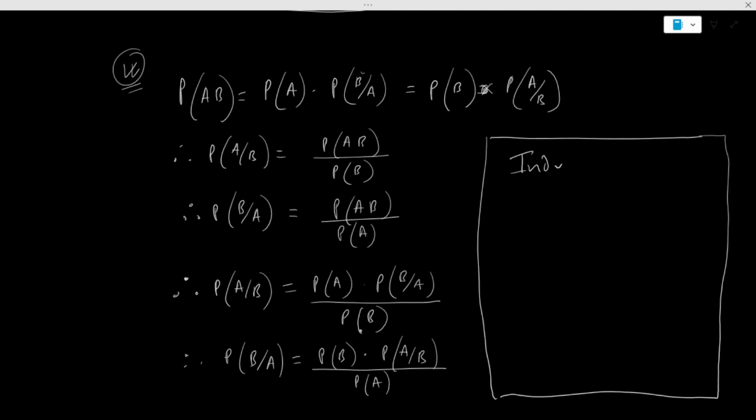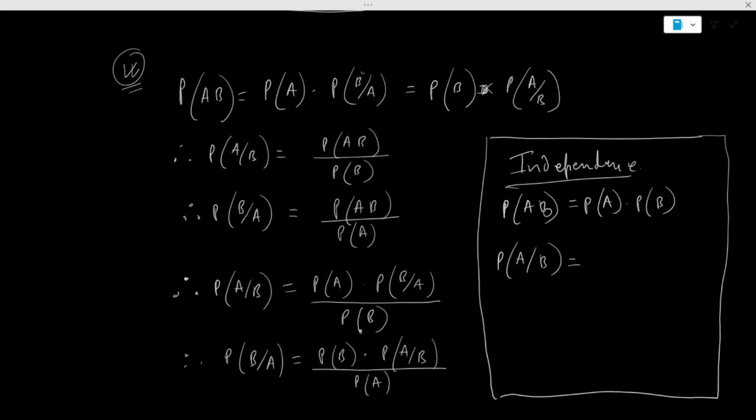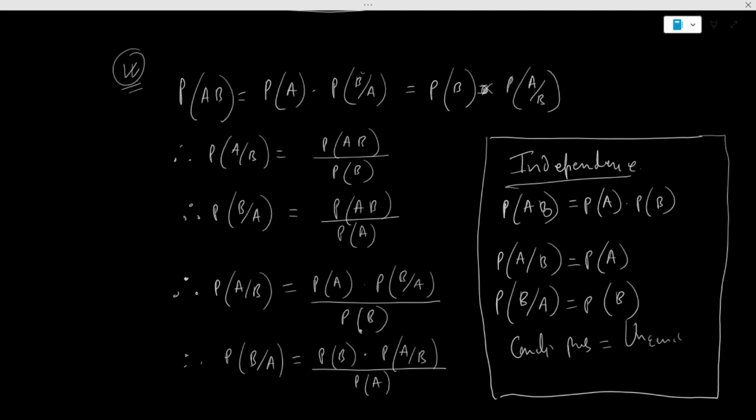For independence, this is the necessary condition. When we are able to write the probability of AB as the product of their individual probabilities, then in that case the probability of A conditional on B should be equal to the probability of A. We have seen that. And the probability of B conditional on A is equal to the probability of B. To sum up, the conditional probability is equal to the unconditional probability. And we have seen one example as well.